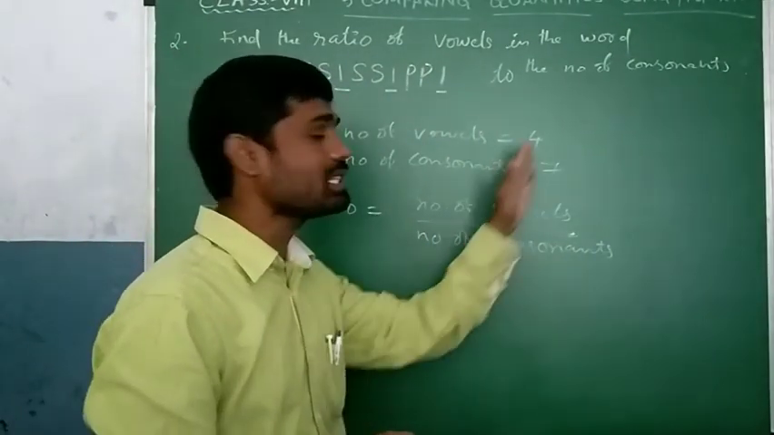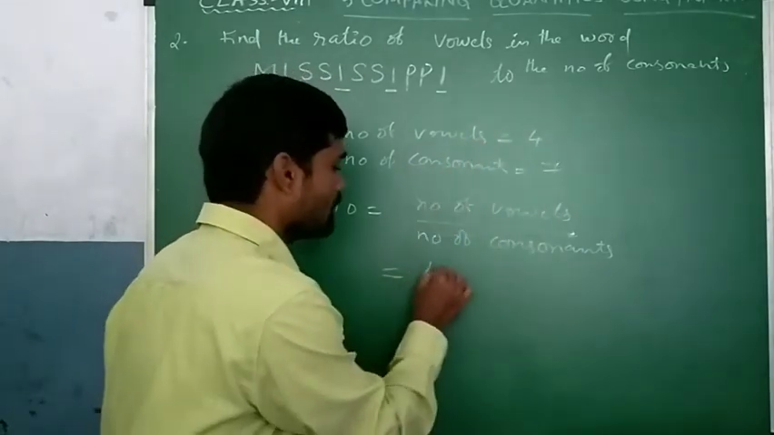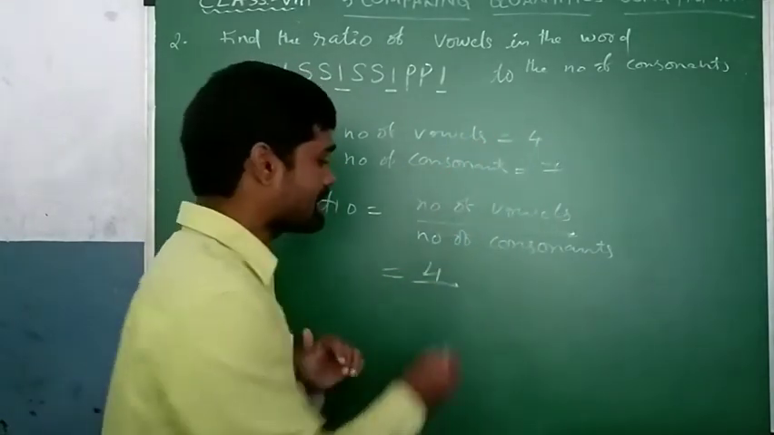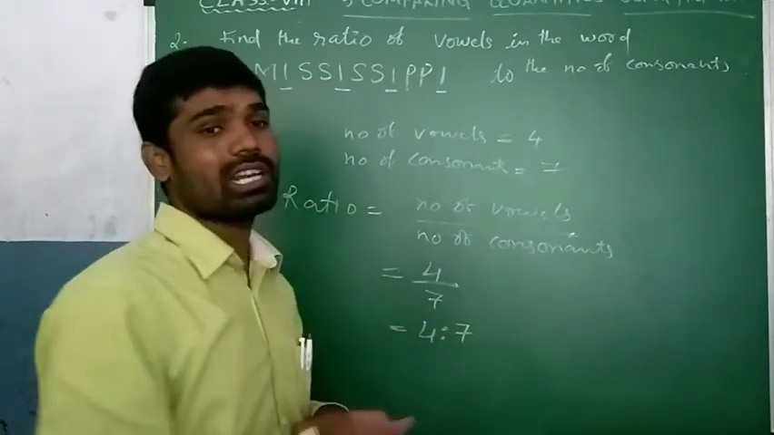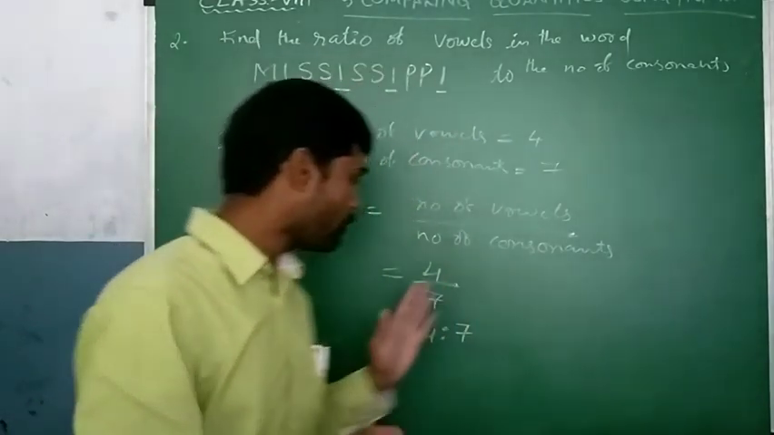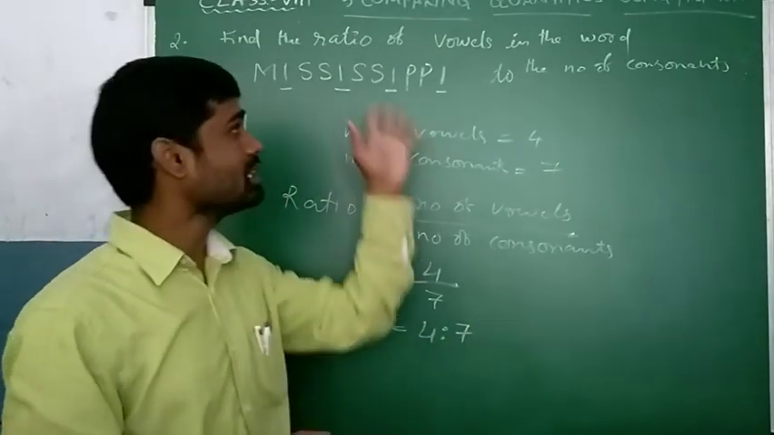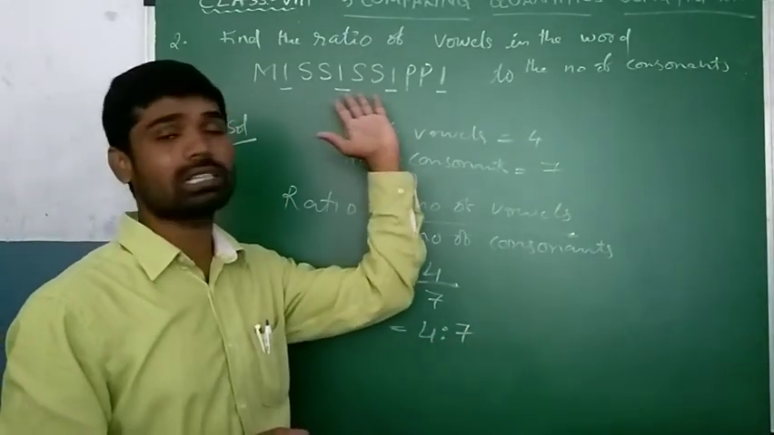So how many vowels are here? There are 4. And how many consonants? 7. So that is 4 is to 7. So what is the ratio of vowels to the consonants? 4 is to 7. Here in this problem, first let us observe what the vowels are.